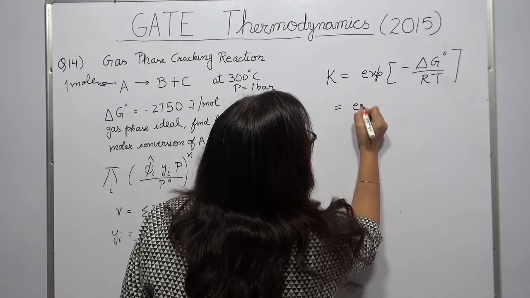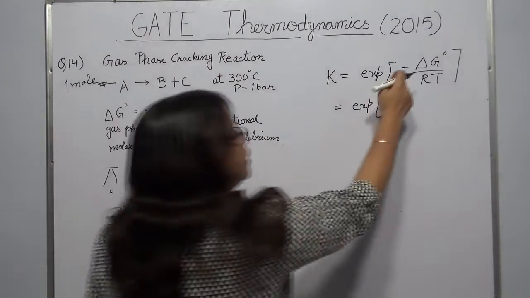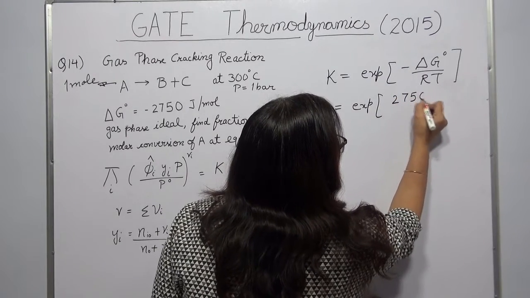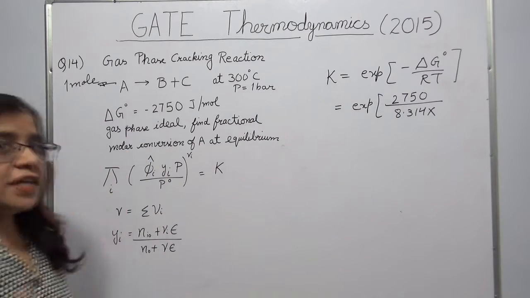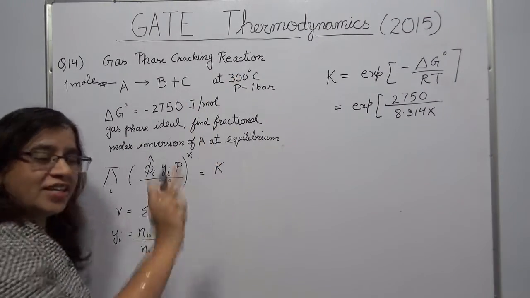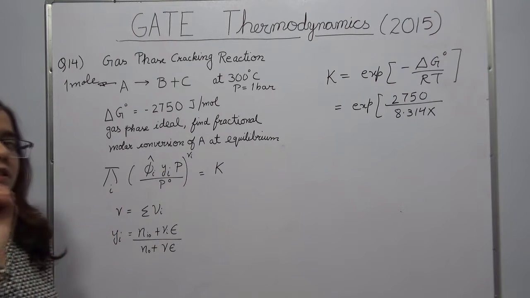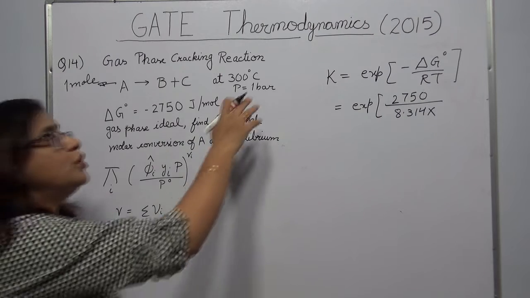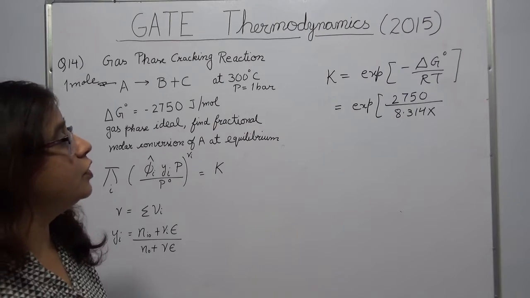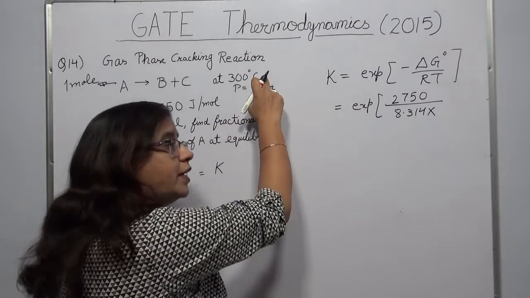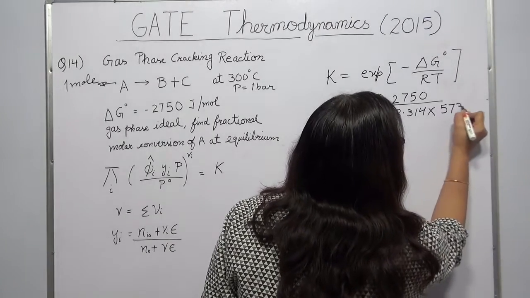Okay, so put the values. Delta G0 is minus 2750, minus minus plus, so 2750 upon 8.314 into T. Now be careful at this point. Don't make the mistake of putting 300 over here, because I have told you several times, whenever you are using equations, unless and until it is specified, you should convert all your temperatures into the Kelvin scale. Okay, on your Kelvin scale. So I am going to convert this 300 degrees centigrade to Kelvin. That will be 573. So I will multiply with 573.